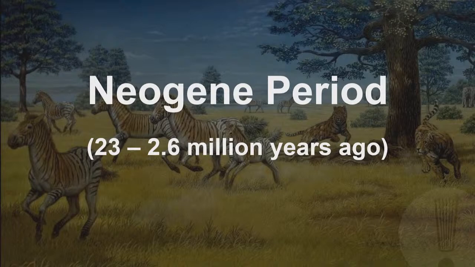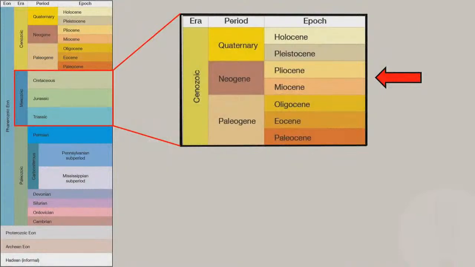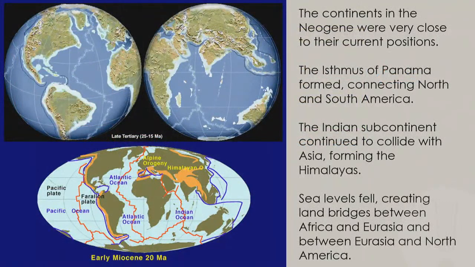Then in the Neogene period, following the Paleogene, this is when our flora began to have a more modern appearance. It looked very, very close to what we see today. And the Neogene is broken up into two epochs, the Miocene and the Pliocene. Continents in the Neogene were very close to their current positions. The Isthmus of Panama formed, connecting North and South America. The Indian supercontinent continued to collide with Asia, forming the Himalayas. Sea levels fell, creating land bridges between Africa and Eurasia, and between Eurasia and North America.